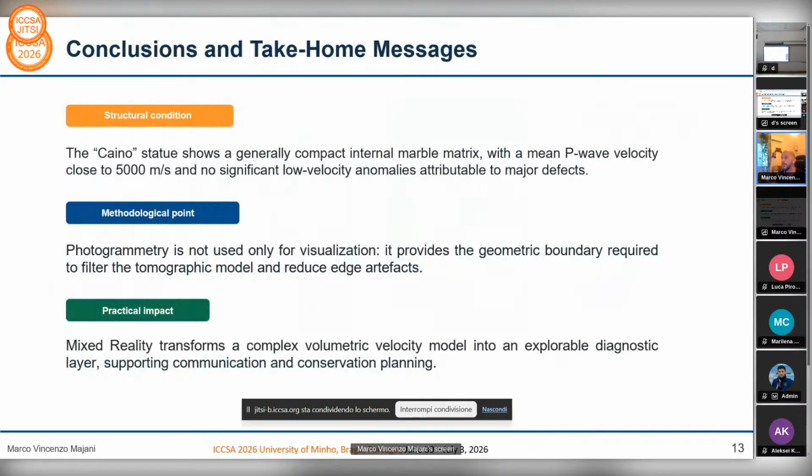First, from the diagnostic point of view, the Caino statue shows a generally compact internal marble matrix. The mean P-wave velocity is close to 5,000 meters per second. Most of the reconstructed volume is above 3,000 meters per second. No significant low velocity anomalies attributable to major defects were detected.